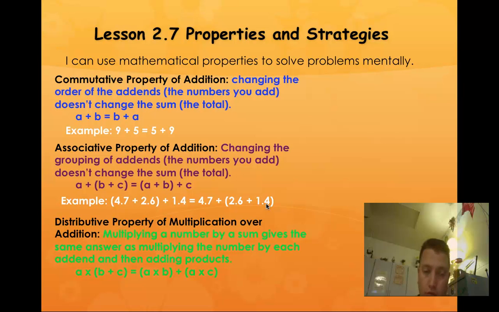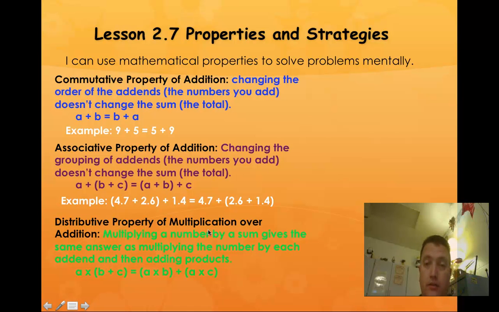Okay. Now the distributive property of multiplication over addition is a little trickier for some kids because they just aren't as familiar with it. So multiplying a number by a sum gives the same answer as multiplying the number by each addend and then adding the products. Sounds like Greek, I know. So let's talk about what that means. If I've got a times b plus a times c, that's the same as adding b and c together and multiplying it by a. Again, probably sounds like Greek.